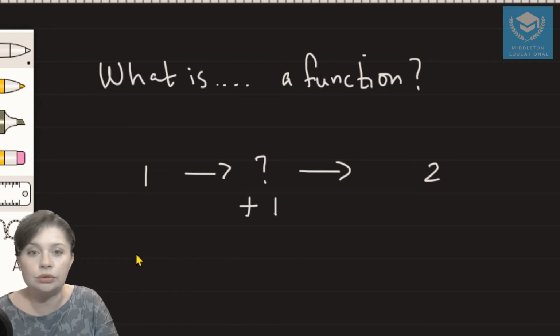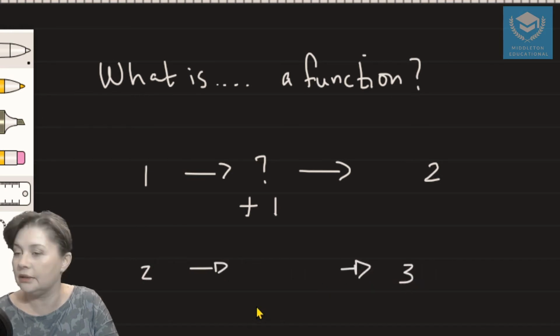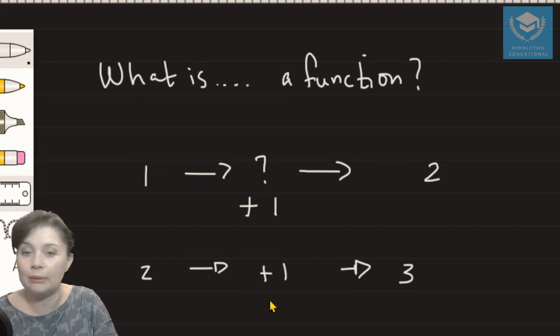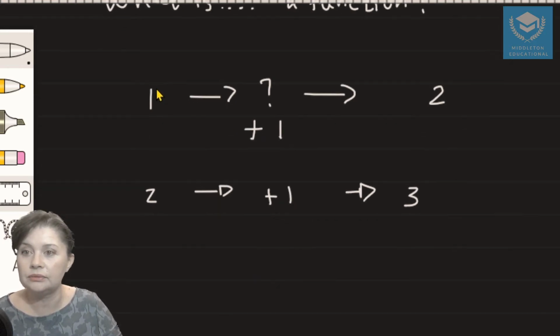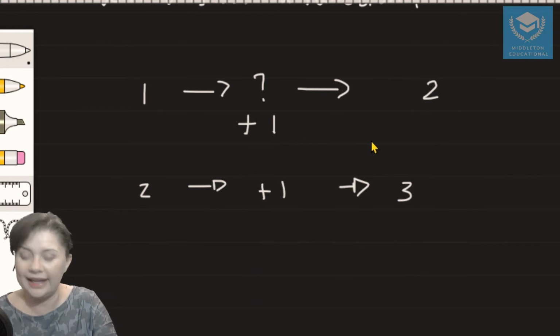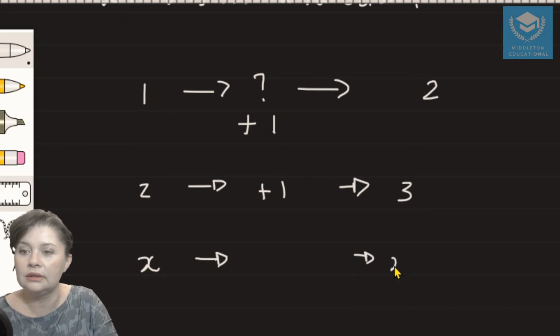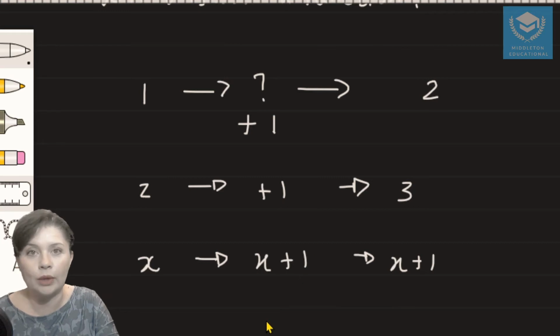What would you do to the number 2 in order to get 3? You'd add a number 1. So that means that in general, if you add any unknown number, say x, because they always use x in algebra, and you want to get x plus 1, you would just add the 1.